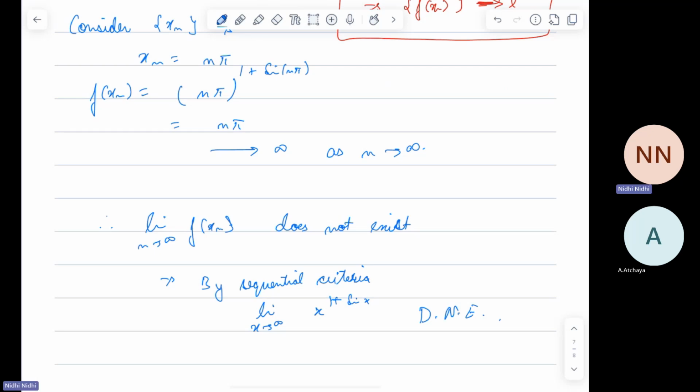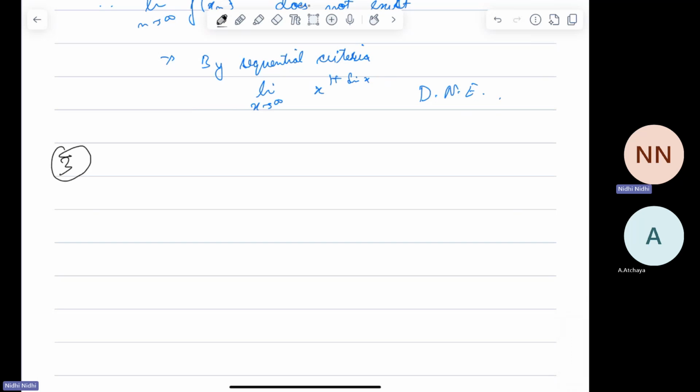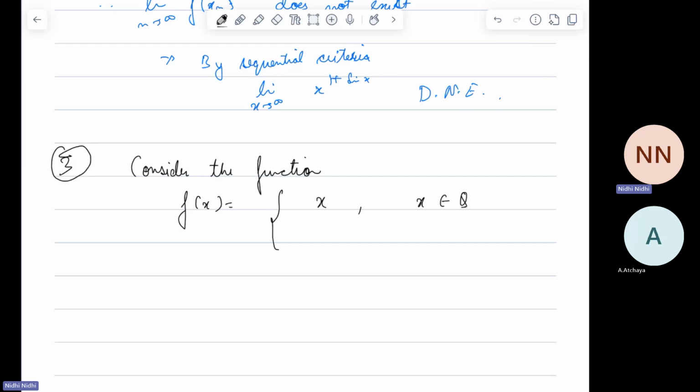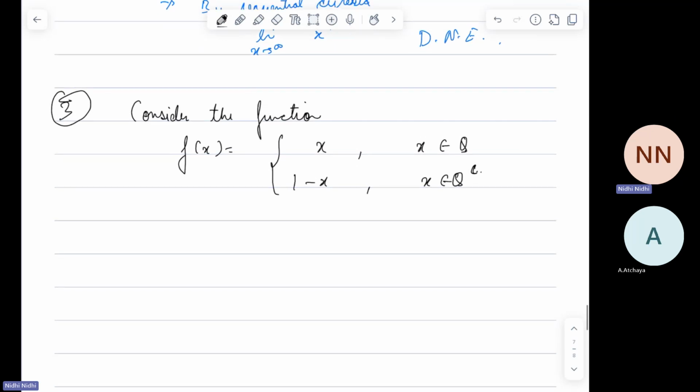Next, I would like you to see, then we have question number 3. Consider the function f(x) is equal to x when x is rational, 1 minus x when x is irrational. We need to look at continuity of this function. Show that the following function is continuous only at x equals to 1 by 2.